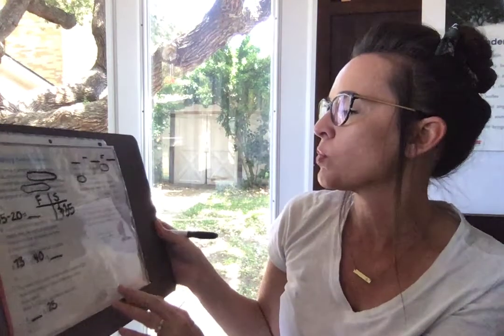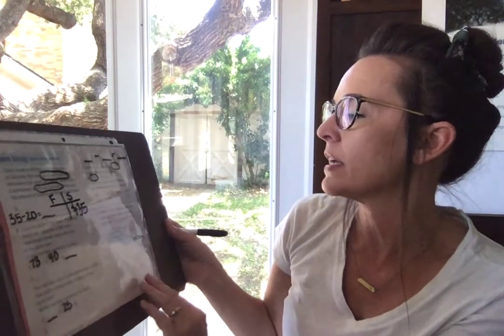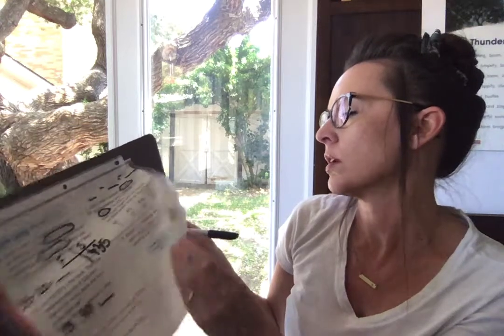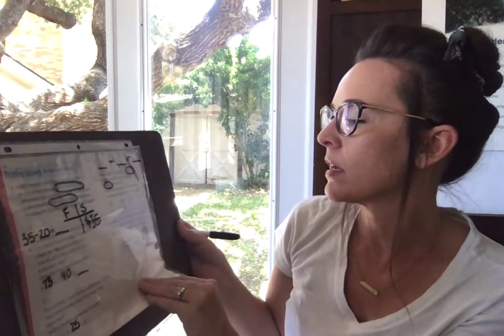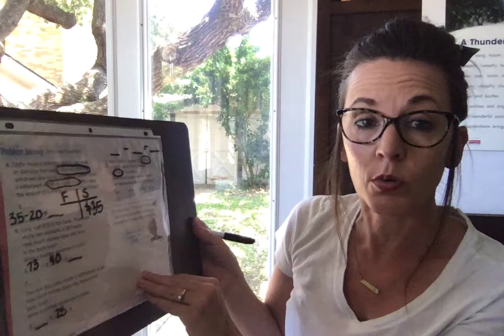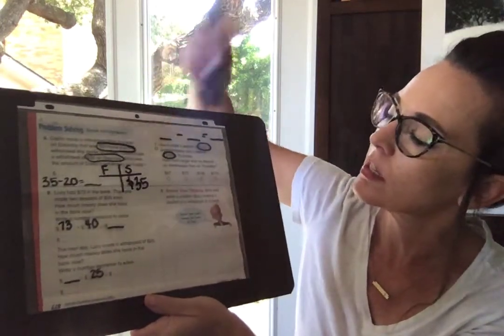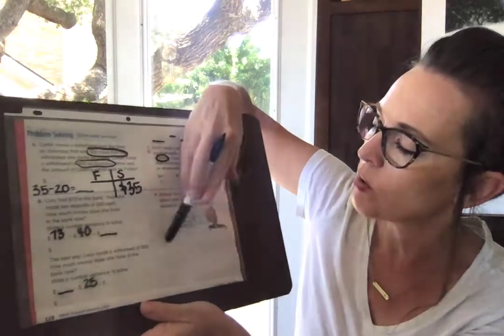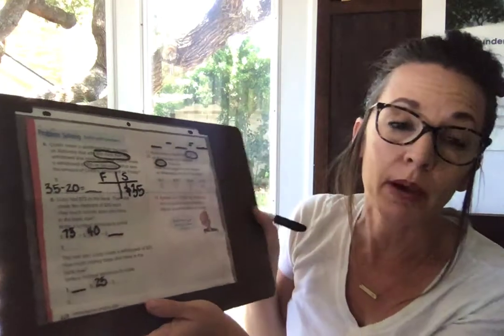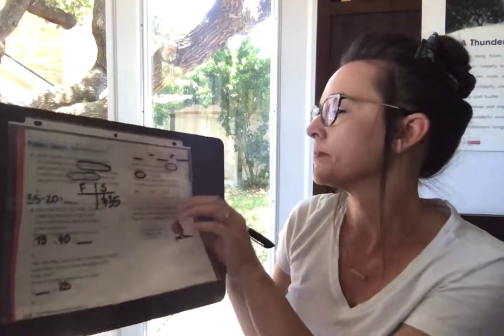Number 9 says, write and solve a problem about making a deposit or a withdrawal at a bank. That's where you get to write your own word problem. It's going to be something like this or like this or like this, but you get to write your own word problem about making a deposit or withdrawal.